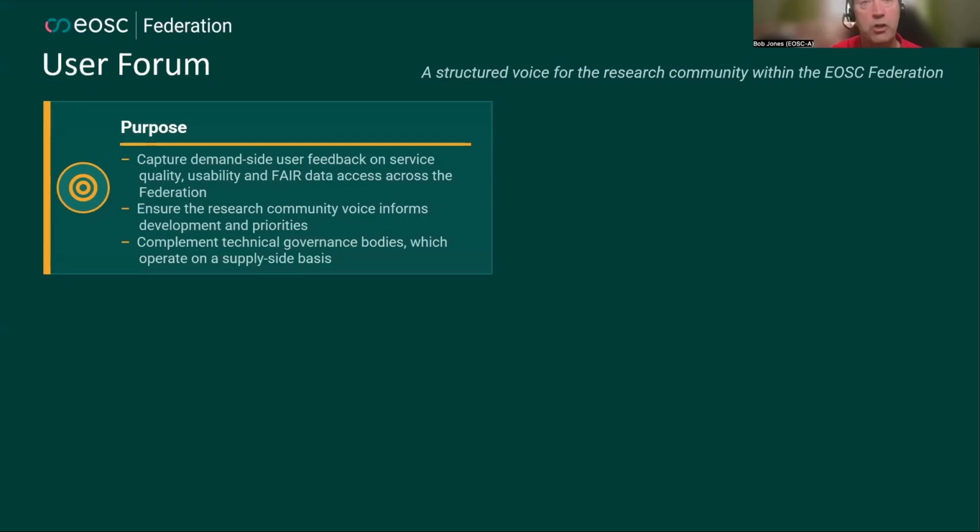In which direction should we go? Getting that feedback from the users would complement the technical input we're getting from the governance bodies, such as the operational part, and the supply side aspects coming from the contributors of the nodes as well.